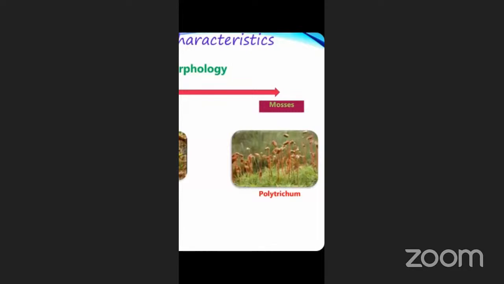So here, mainly Marchantia polymorpha is the most widely distributed member of the hepaticae. Some other species are also there. Pellia has three species: Pellia epiphylla and Pellia endiviifolia, and Pellia neesiana.